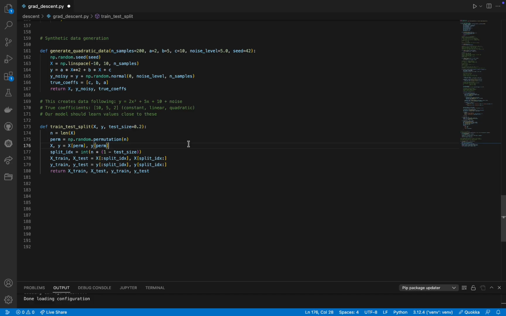The train_test_split function splits our data into training and testing sets. First, we get the total number of samples, then we create a random permutation of indices from 0 to n minus 1. This gives us a shuffled order. Then we reorder both X and Y using the permutation, which randomly shuffles our data. If our data was sorted, we might end up training on only small values and testing on large values, which would give misleading results.